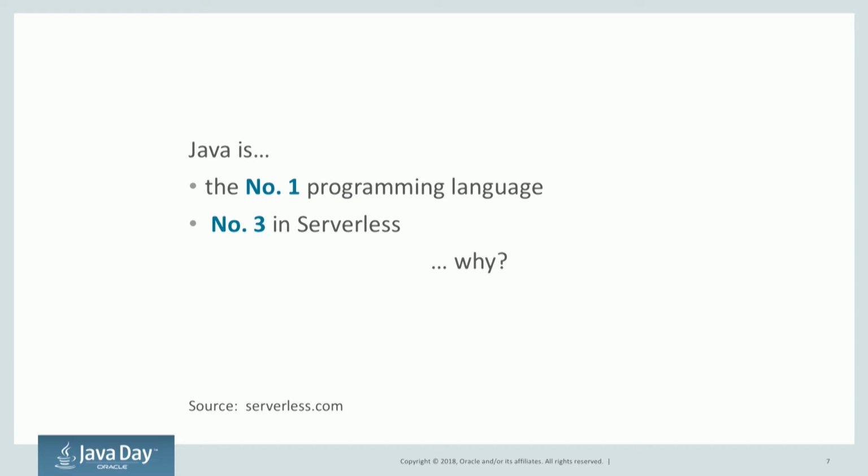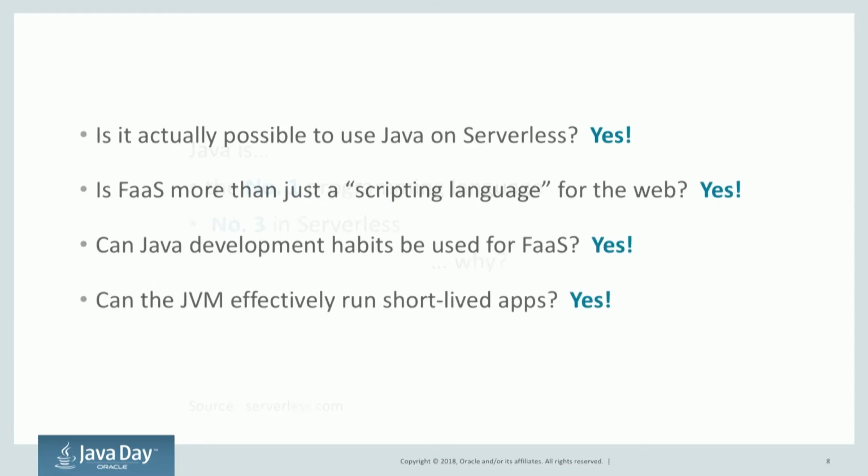So I was brainstorming with my colleagues and some friends. We came up with some possible arguments. So is it actually even possible to use Java on serverless? Yes, it is. Right from the very start, serverless FaaS platforms have supported Java as a language. So possibly, is it just the case that FaaS is a scripting language, and Java's not typically associated with being a scripting language? So perhaps if FaaS is a sort of scripting language for the internet, then Java's not naturally going to be popular there.